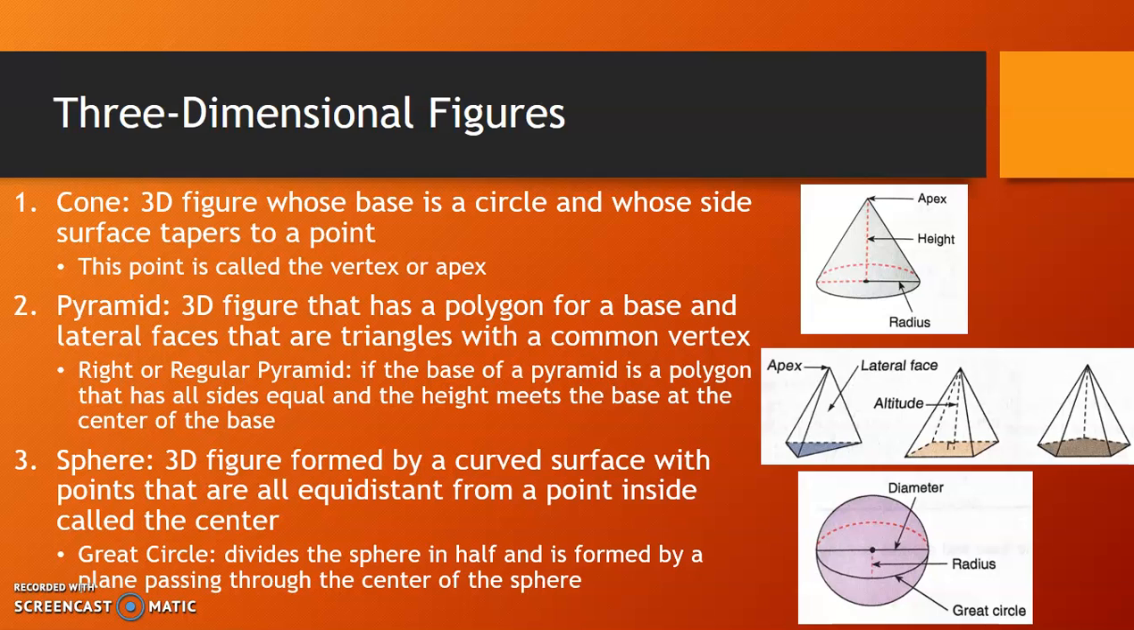Now we also, inside of a sphere, have something called a great circle. A great circle divides the sphere in half, so it creates almost a semicircle effect to the sphere. It actually cuts the ball in half.